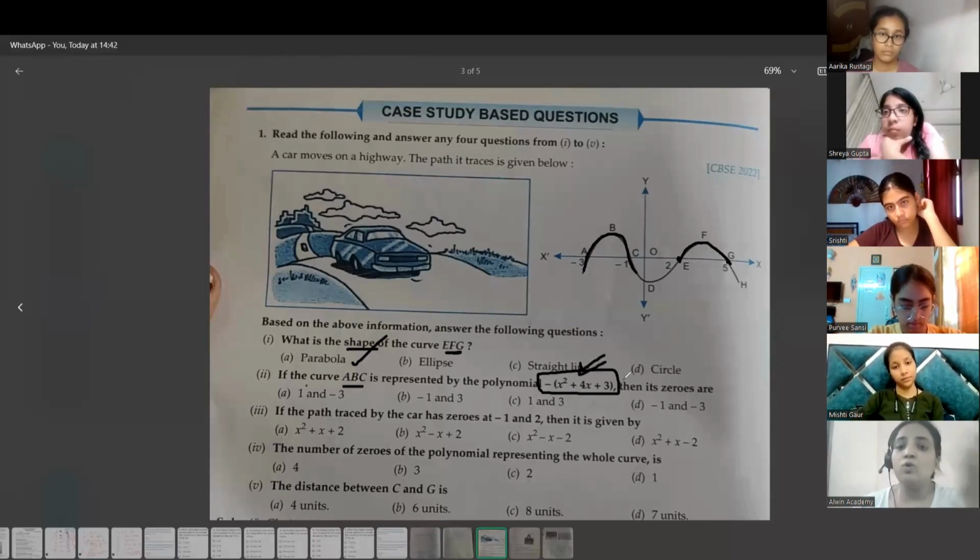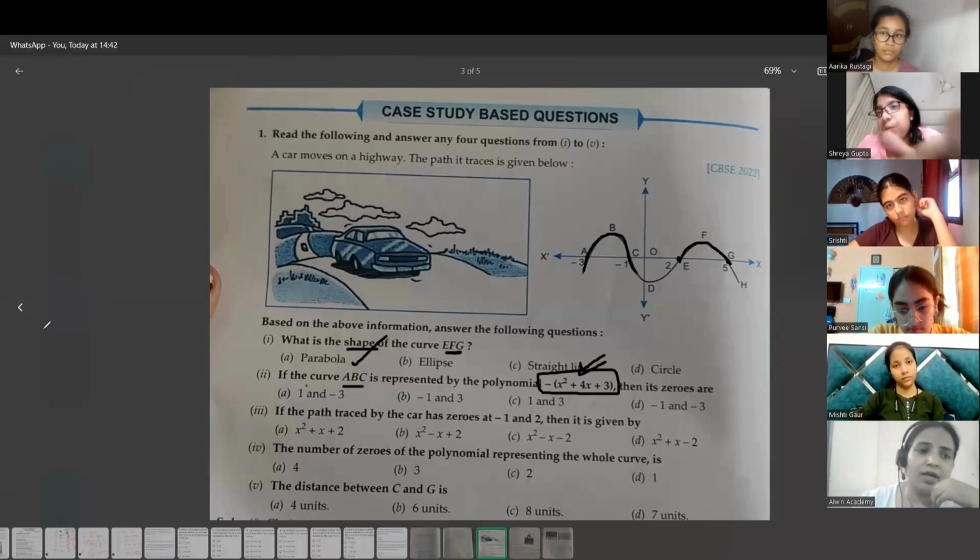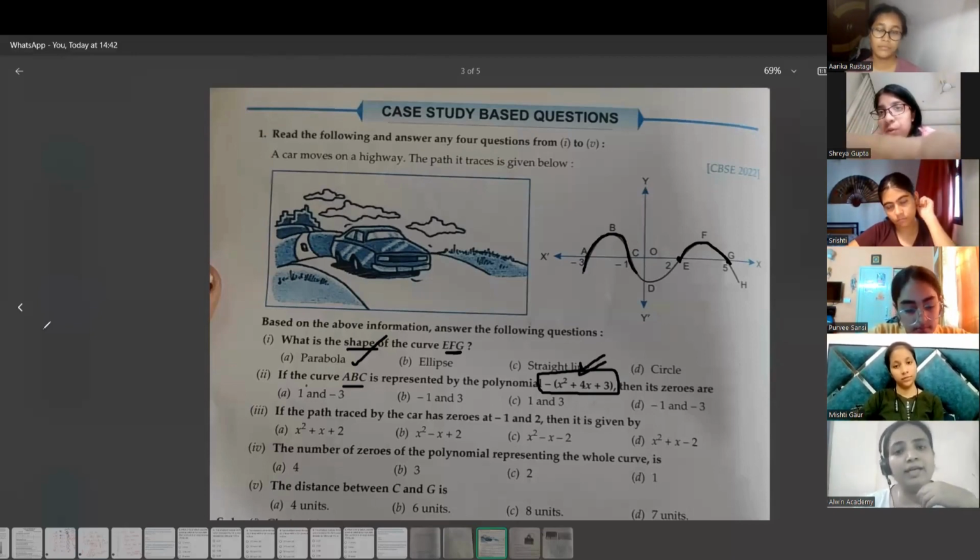Then its zeros are, what are its zeros? Would you find that by middle term splitting? No, ma'am. -1 and -3 are the zeros. Right. So after reading it from the graph only, you can answer -3 and -1. Although when you solve it, you will get the same thing.